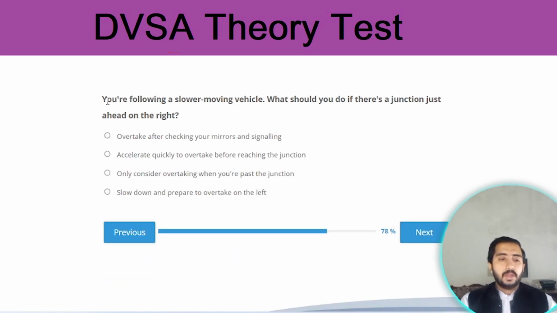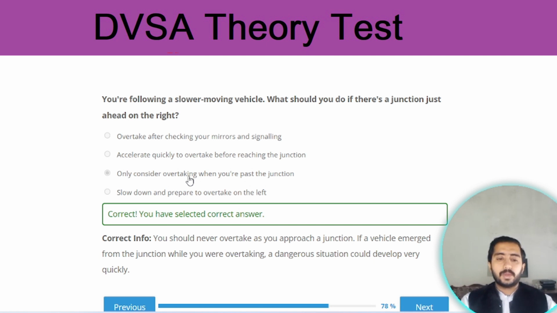Next question. You are following a slower moving vehicle. What should you do if there is a junction just ahead on the right? In this case, you need to only consider overtaking when you are past the junction. Option C is the correct one.